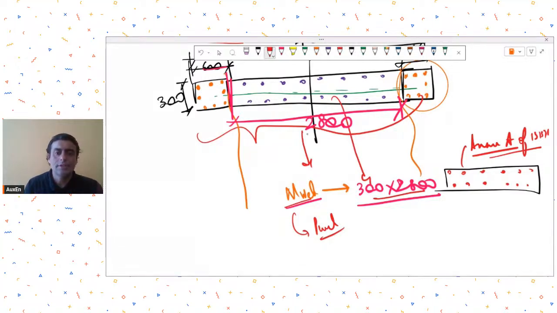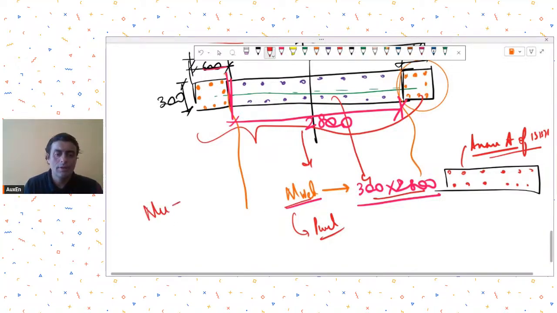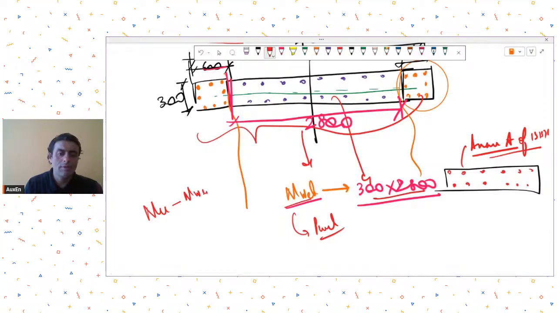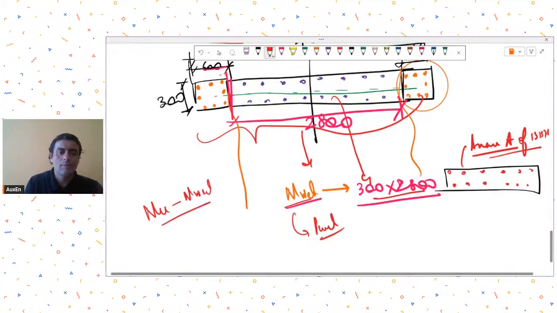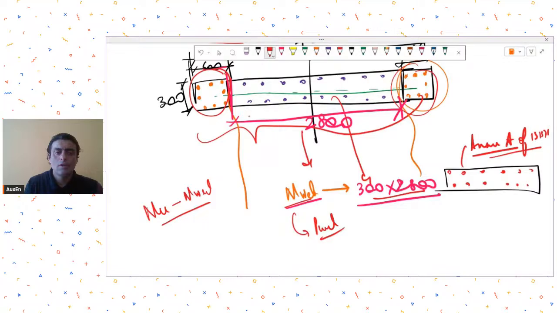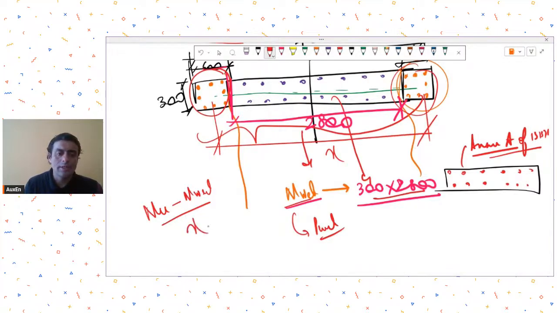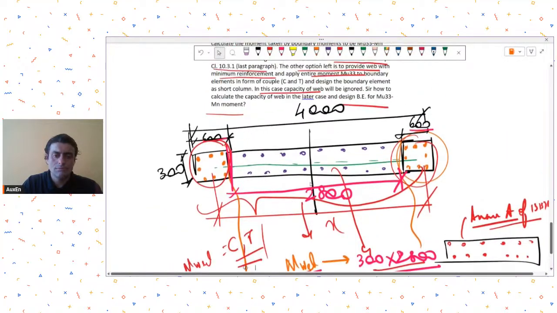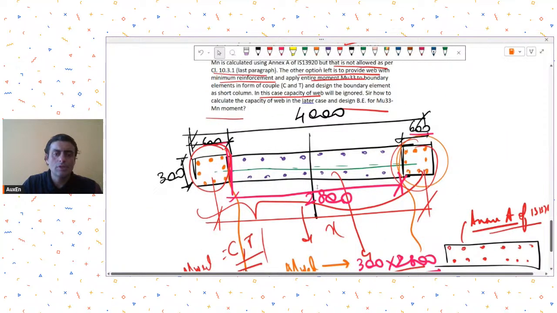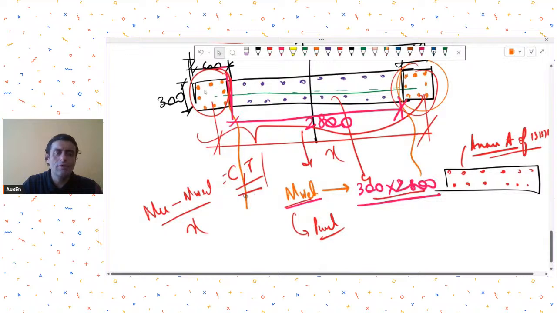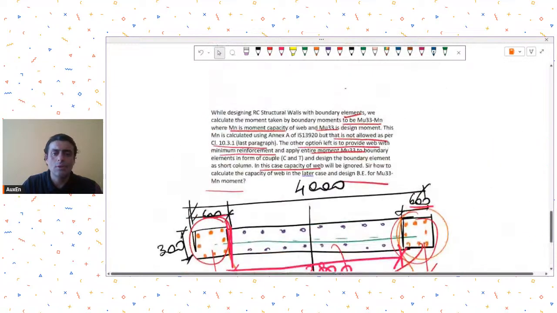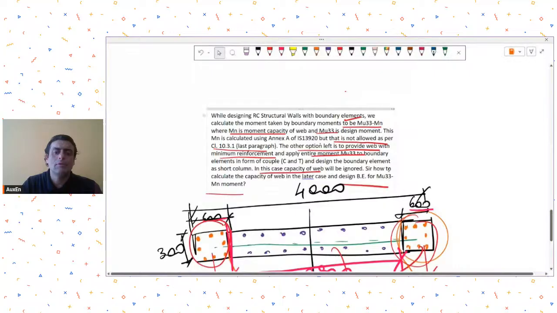So once you have this, then you have the total moment. Let's say Mu, you do minus M web, you will get the moment that will have to be taken by boundary element. For boundary element, we assume C and T. So you divide it by x, you will get the C or T due to the moments, and then you will add it to the vertical compression due to gravity loads or the effects of earthquake. So you take that and then find out the net forces in boundary element and do the design after that. Okay.